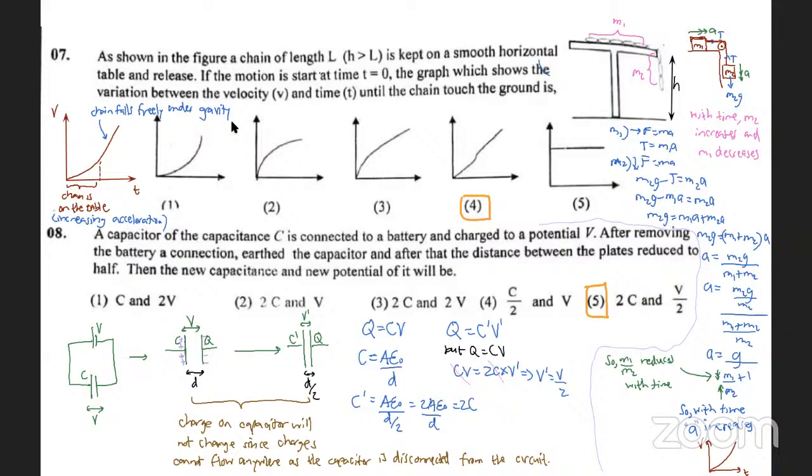So let's go ahead with this. Capacitance definitely has to be doubled, so the other answers are not correct. 1 and 4 are definitely wrong. Capacitance has to be doubled because capacitance doesn't depend on charge or voltage.